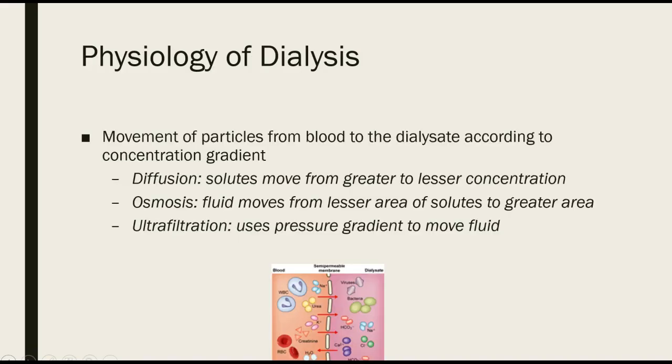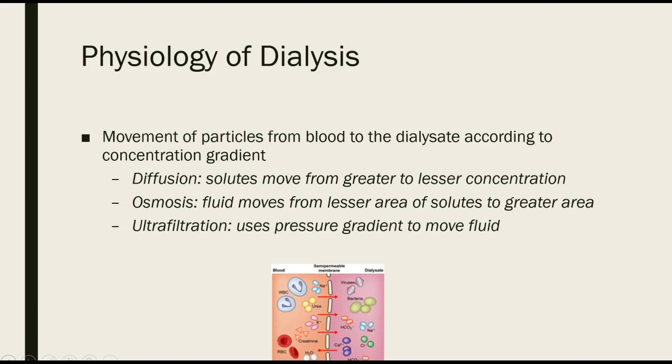So the physiology of dialysis is that you have the movement of particles from the blood to the dialysate, and that's related to the concentration gradient. So the movement is related to the principles of diffusion, osmosis, and ultrafiltration. With diffusion, solutes move from a greater concentration to a lesser concentration. This is where the urea, the creatinine, the uric acid, and the excess electrolytes will move from the blood, which is a greater concentration, to the dialysate, which is a lower concentration.